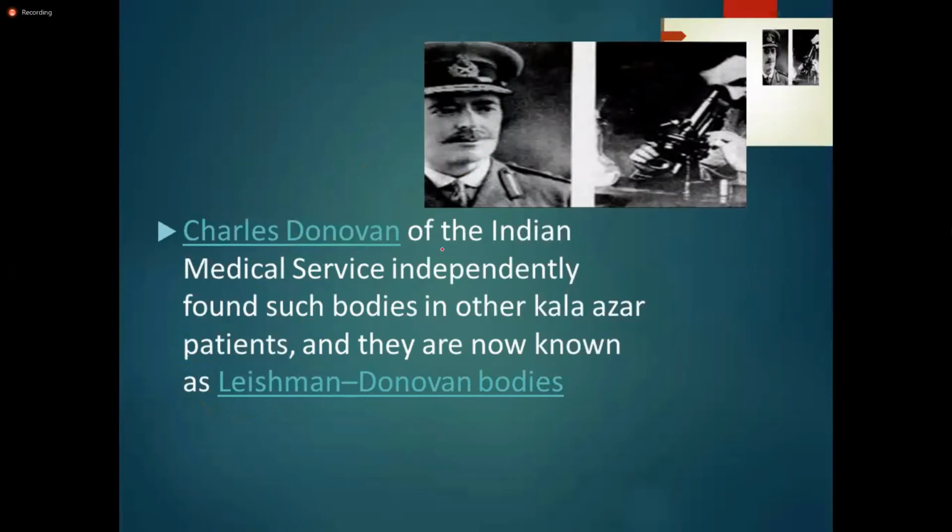Then Charles Donovan of the Indian Medical Service independently found such bodies in other Kala Azar patients, and they are now known as Leishman-Donovan bodies. They are called Leishman-Donovan because the particular type of staining which is used to diagnose such cases is Leishman staining. Leishman stain is widely used in hematology. And because these were discovered by Charles Donovan, they are known as Leishman-Donovan bodies.